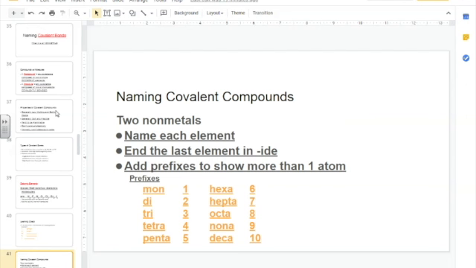So how to name other covalent compounds? So you name each element. The last element ends in IDE, and you use prefixes. So this is what's different between covalent and ionic, is the prefixes. So the prefixes that you'll use for 1 is mon, 2 is di, 3 tri, 4 tetra, 5 penta, 6 hexa, 7 hepta, 8 octa, 9 nona, and 10 deca.